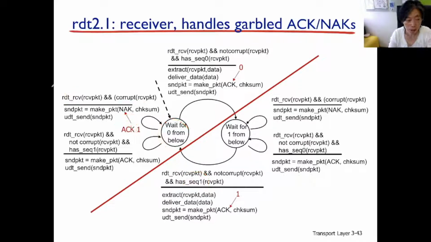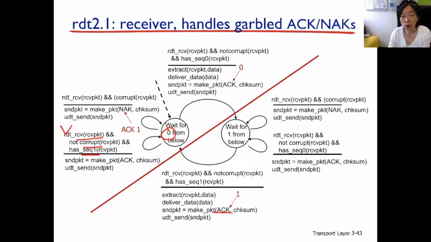Now, what about this other transition? Receiving a packet, not corrupted, but carrying sequence number 1. This is not the data 0 we're expecting. All right. How can this be happening? Yeah, so this is the very odd situation where the previous data's ACK, being sent back to the sender, gets corrupted, if you recall.